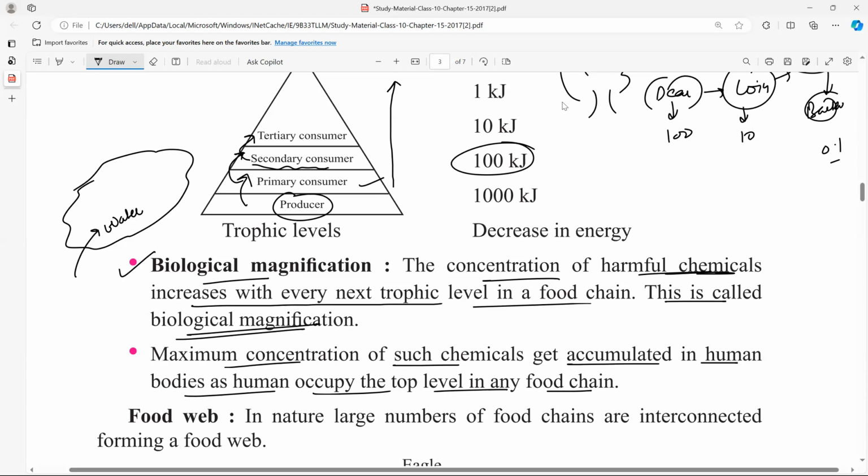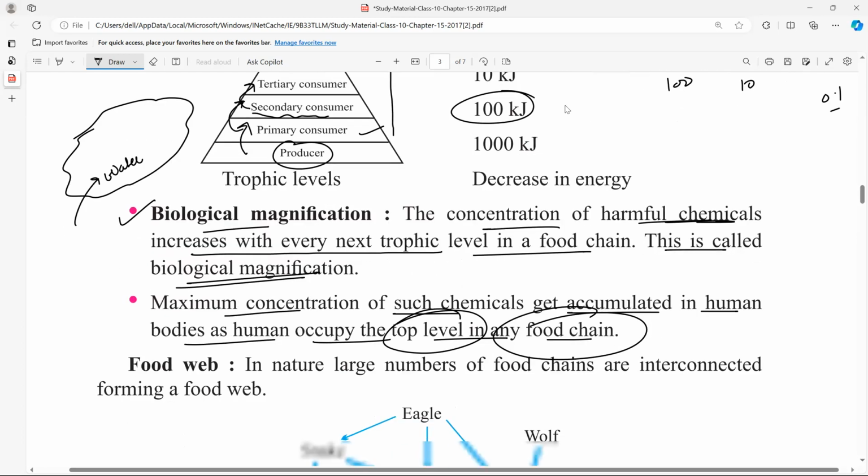Okay, so we can say that if humans are eating deer, if humans are eating food directly, if humans are eating fishes, so everything, then human beings are at the top of the trophic level in all the food chains, because humans are not generally eaten. So we can simply say that the maximum concentration of these harmful chemicals is in human beings.